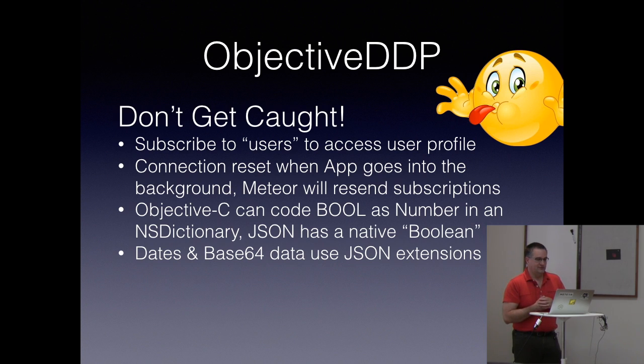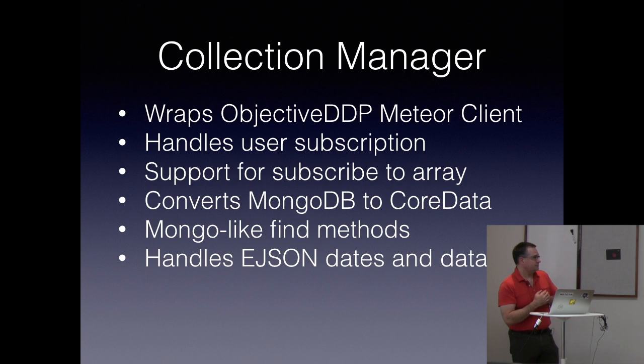And the other one is that EJSON uses custom escape sequences for storing dates and base64 data. So if you're storing base64-encoded images for an avatar, for example, those don't come across the wire as images. They come across the wire as really big hex strings that you have to then detect in the JSON and convert back to image data. So if you're just dealing with ObjectiveDDP at that level, there are certain things you have to be very aware of and do yourself. And I didn't want to, so I solved that problem.